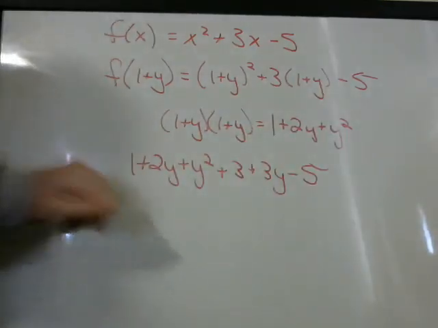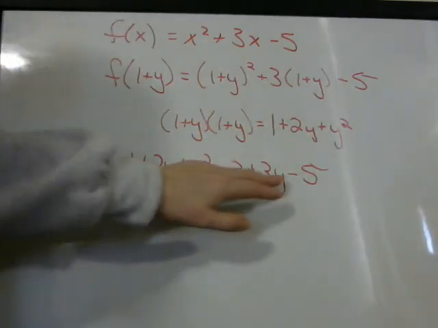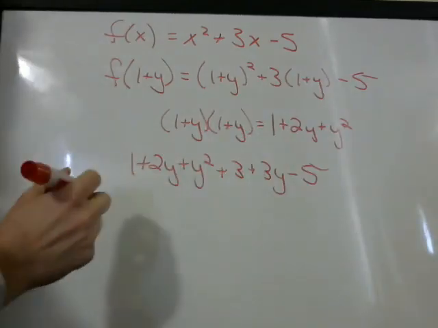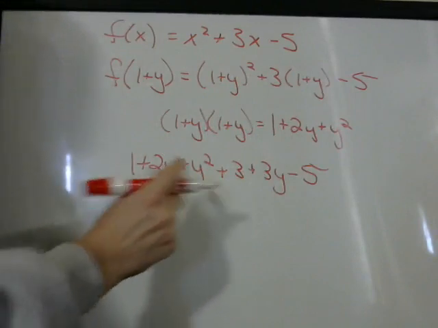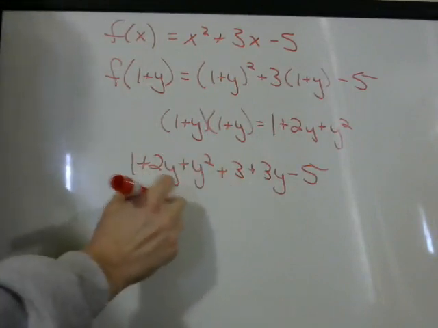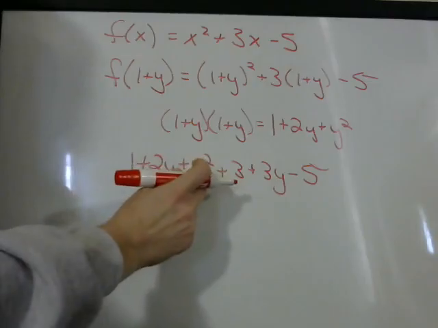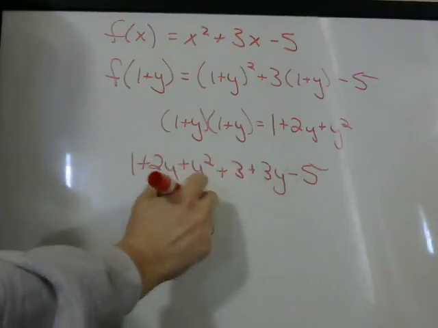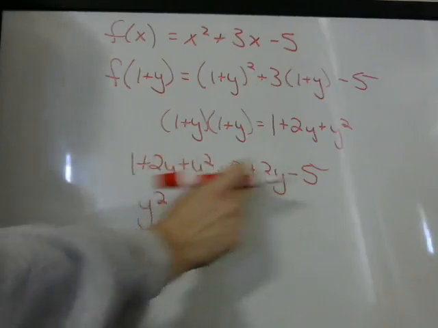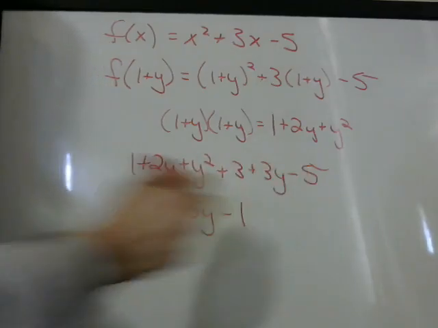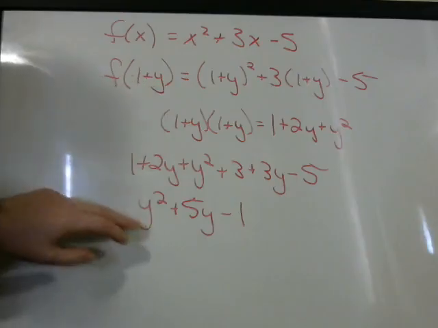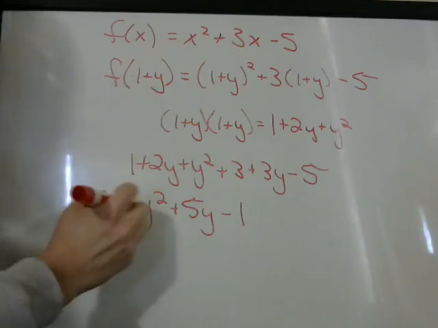So now we have a big polynomial. If you don't know how to deal with this to reduce it, you need to watch the video on polynomials. But basically we're just going to group the like terms together. The y squared, we only have 1. We have 2y plus 3y, we have 5y. Then we have 1 plus 3 minus 5. 1 plus 3 is 4, minus 5 is negative 1. So f of 1 plus y equals this. This is what your answer is.